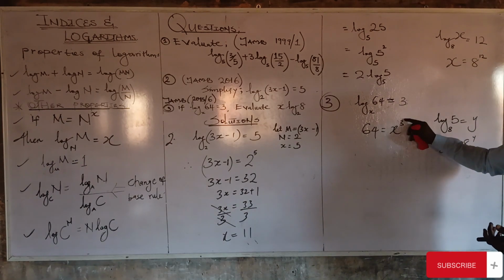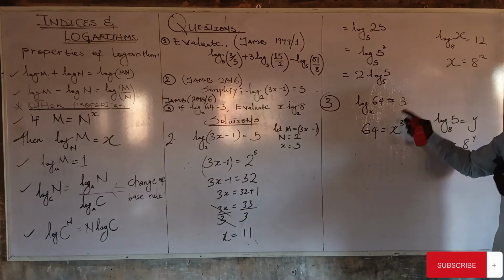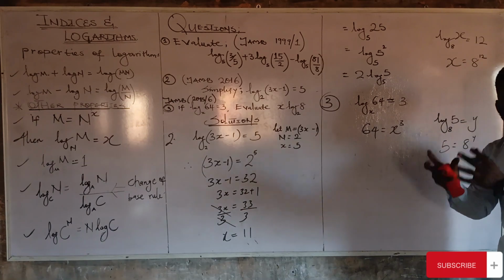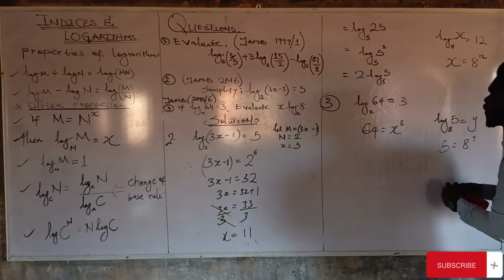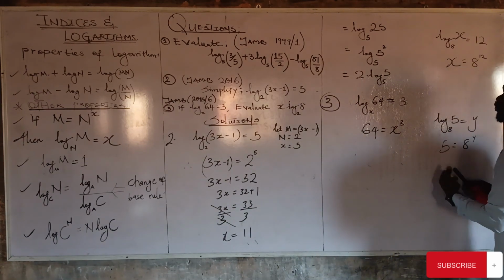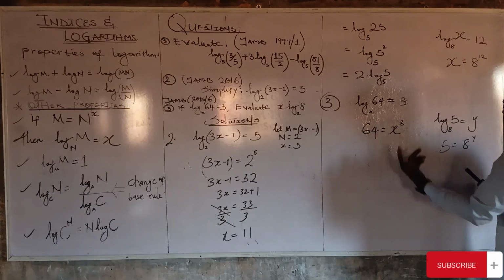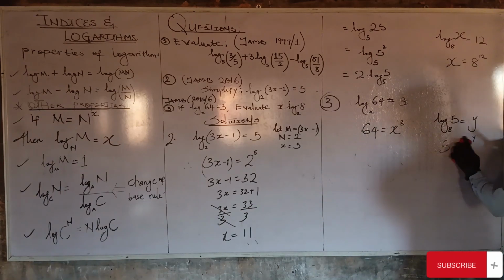Now we have x raised to the power of 3. What are we going to do? What is that number that we are going to plug here? Following the simple system of algebra to get the solution, what will give me this? I will use 2 ways.